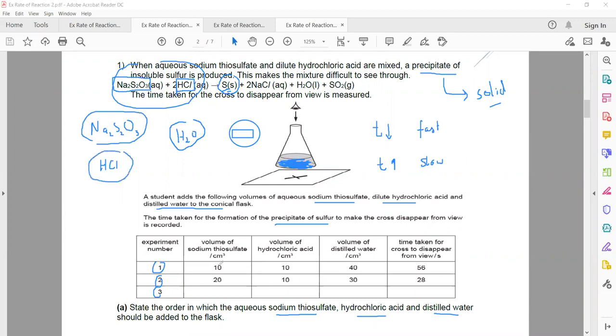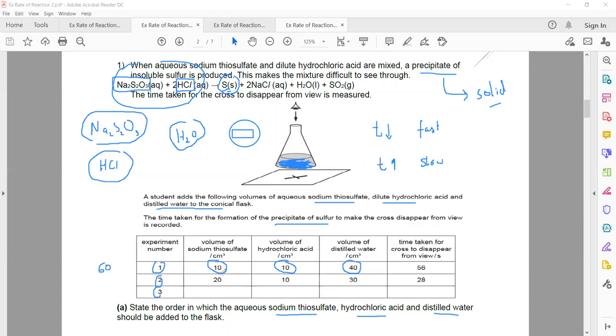For example, if I took 10 cm cube of thiosulfate and 10 cm cube of hydrochloric acid, we are changing only the amount of thiosulfate. Hydrochloric acid is fixed. So what volume did we take for water? We took 40 cm cube of water. So when we take 40 cm cube of water, the total volume of the solution becomes 60.